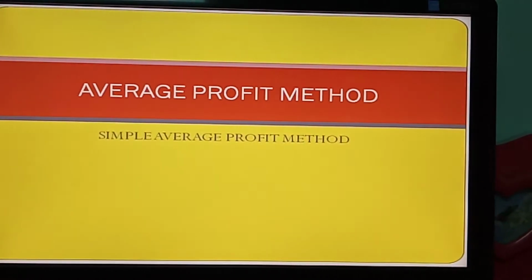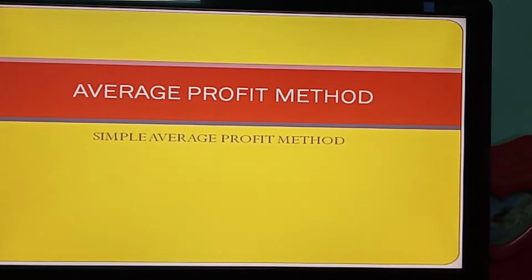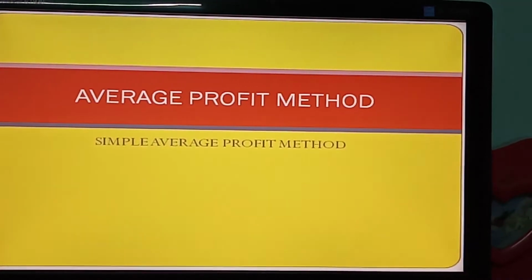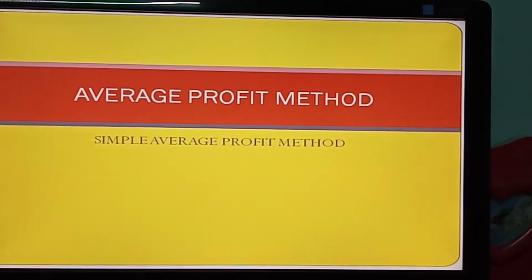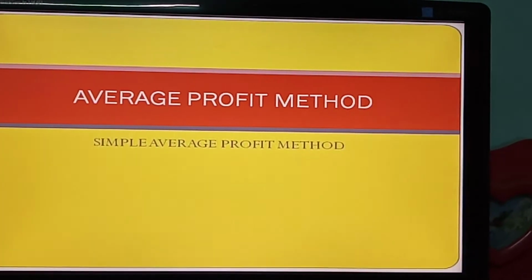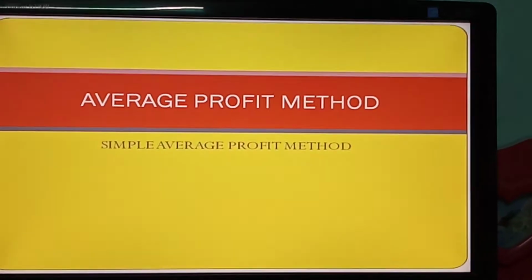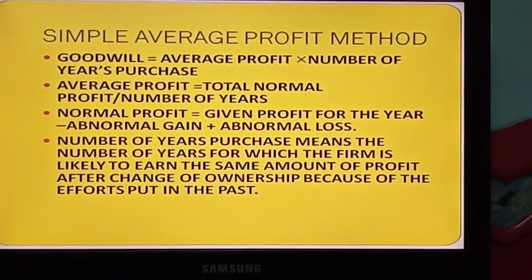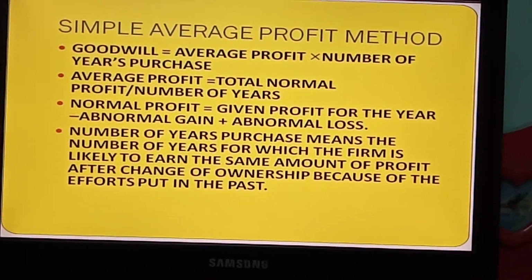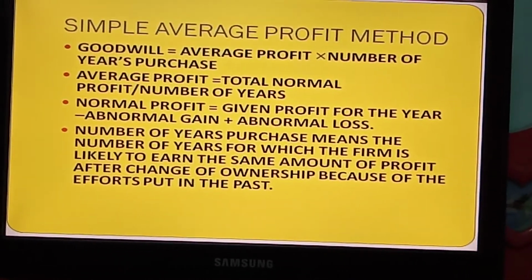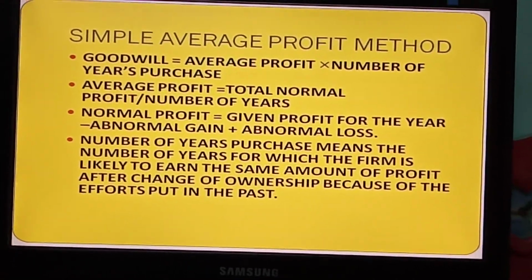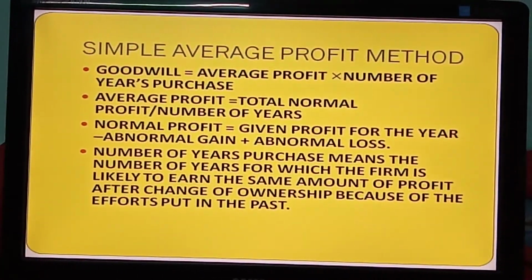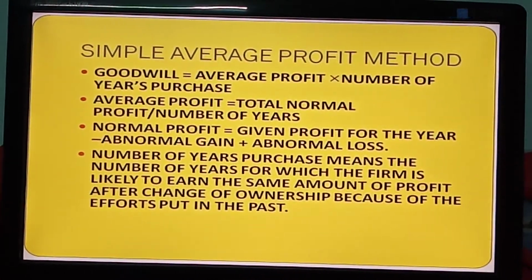Average profit method. Under this method, goodwill can be calculated either by using the simple average profit method or by using the weighted average profit method. We will be discussing each of these methods one by one. In this video, I will be discussing only the simple average profit method. Under the simple average profit method, normal business profits earned by the business for a specified number of years are considered. In this, goodwill is calculated on the basis of the average profit multiplied by the number of years' purchase.